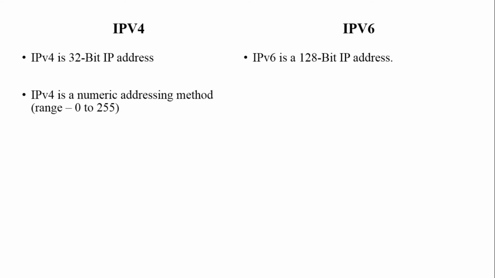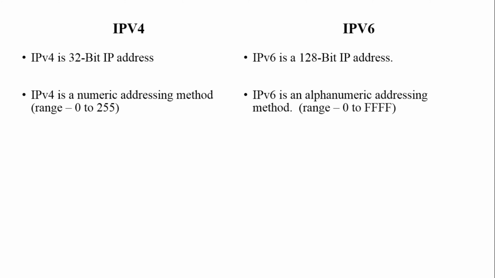The second difference is that IPv4 is a numeric addressing method which ranges from 0 to 255. There are only numeric values in an IPv4 address, and there are no alphabets. So IPv4 is a numeric addressing method, and the range of IPv4 is from 0 to 255. If we move on to IPv6, it is an alphanumeric addressing method, meaning there are alphabets and also numbers in the IPv6 address, and it ranges from 0 to FFFF.